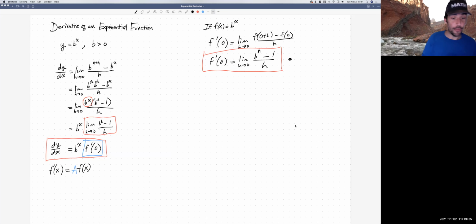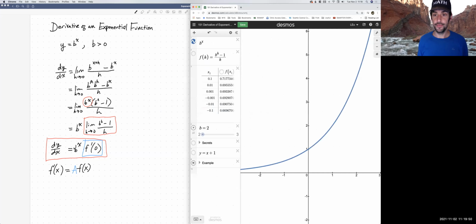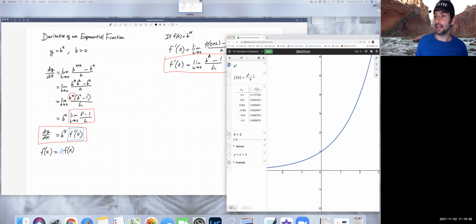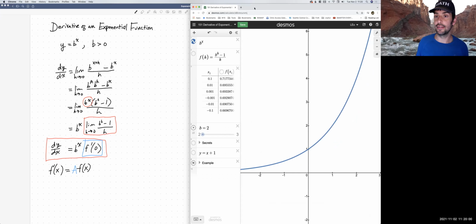So I want to look closer at this idea of this limit and this idea that our function is proportional to itself, where the constant of proportionality is the derivative at 0. So let's look at a graph here. I've got a graph of an exponential function, right? b to the x, graphed in blue, and b is, right now, 2, and I've set it up so that I can change the value.